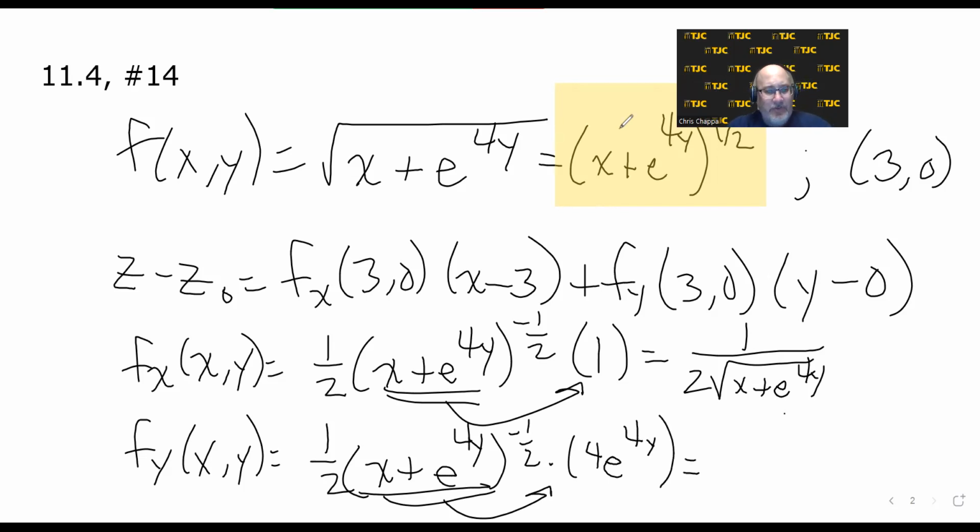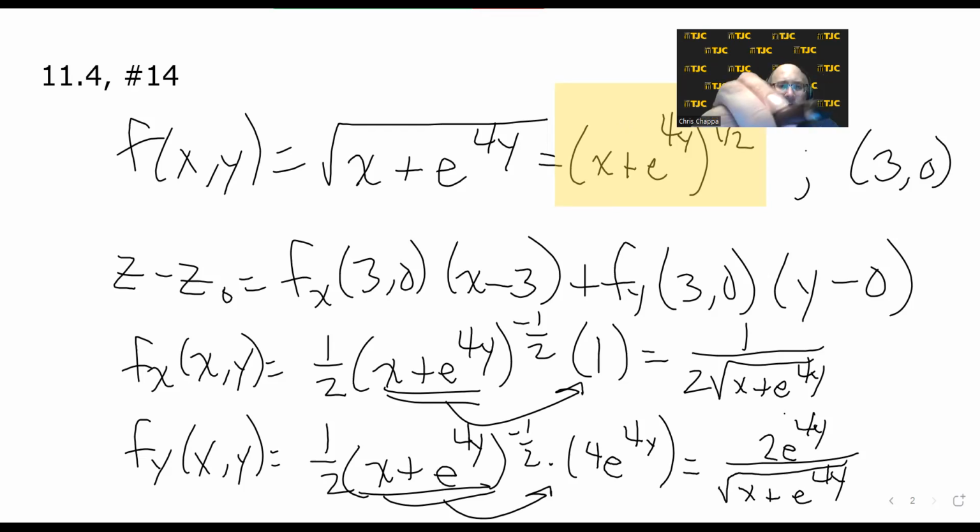All right, so let's see what happens. Half of 4 is 2, so we'll put that on top. And then we'll get the square root of, oh, wait, the e to the 4y is up there also. That's kind of important. And then on the denominator, we'll have the square root of x plus e to the 4y. Okay, so we've got our partial derivatives, and now we just need to evaluate them at 3, 0.